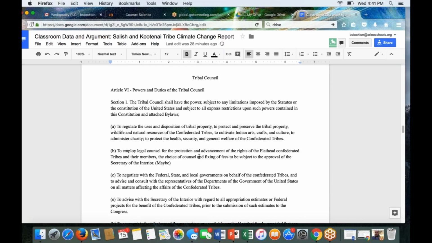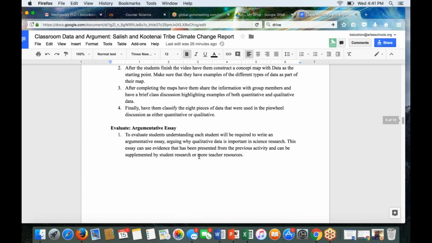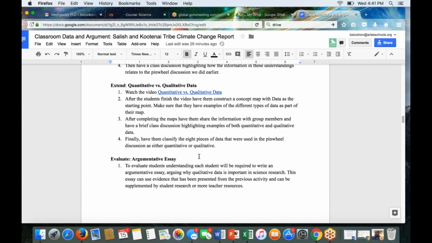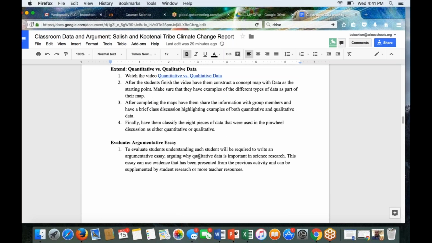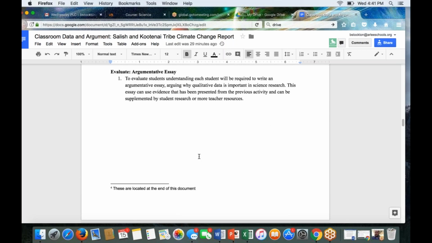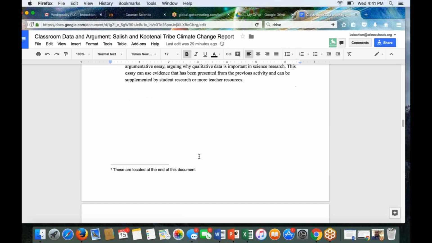Students are probably going to have a lot of questions too to help them dig into that document after this activity. A lot of questions that are going to drive them into further research. Yeah, it definitely extends itself into lots of different things.